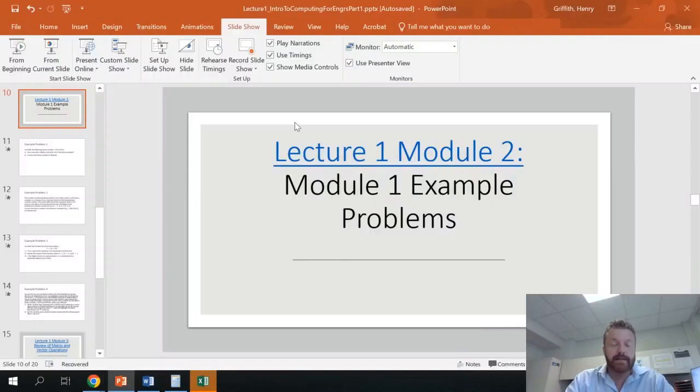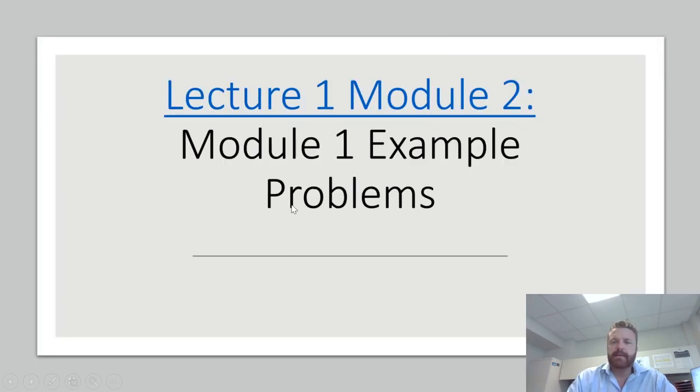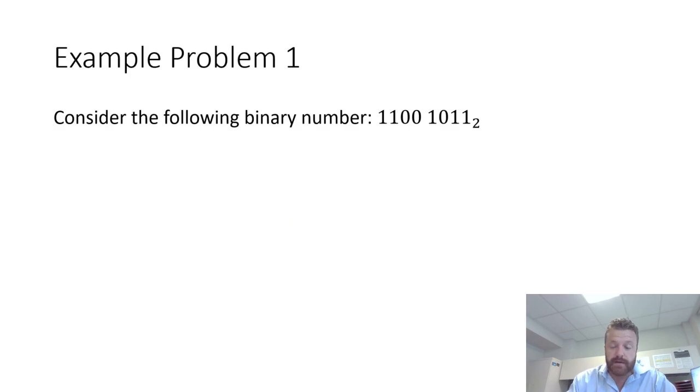So in this module, we're going to look at some example problems that are related to the content that we covered in Module 1 of this lecture. And one thing that I wanted to bring up is even though these aren't just going to be example problems related to the content in Module 1, I'm actually going to use a couple examples in order to introduce some new concepts. So first example problem, we're given a binary number, 1100 1011.